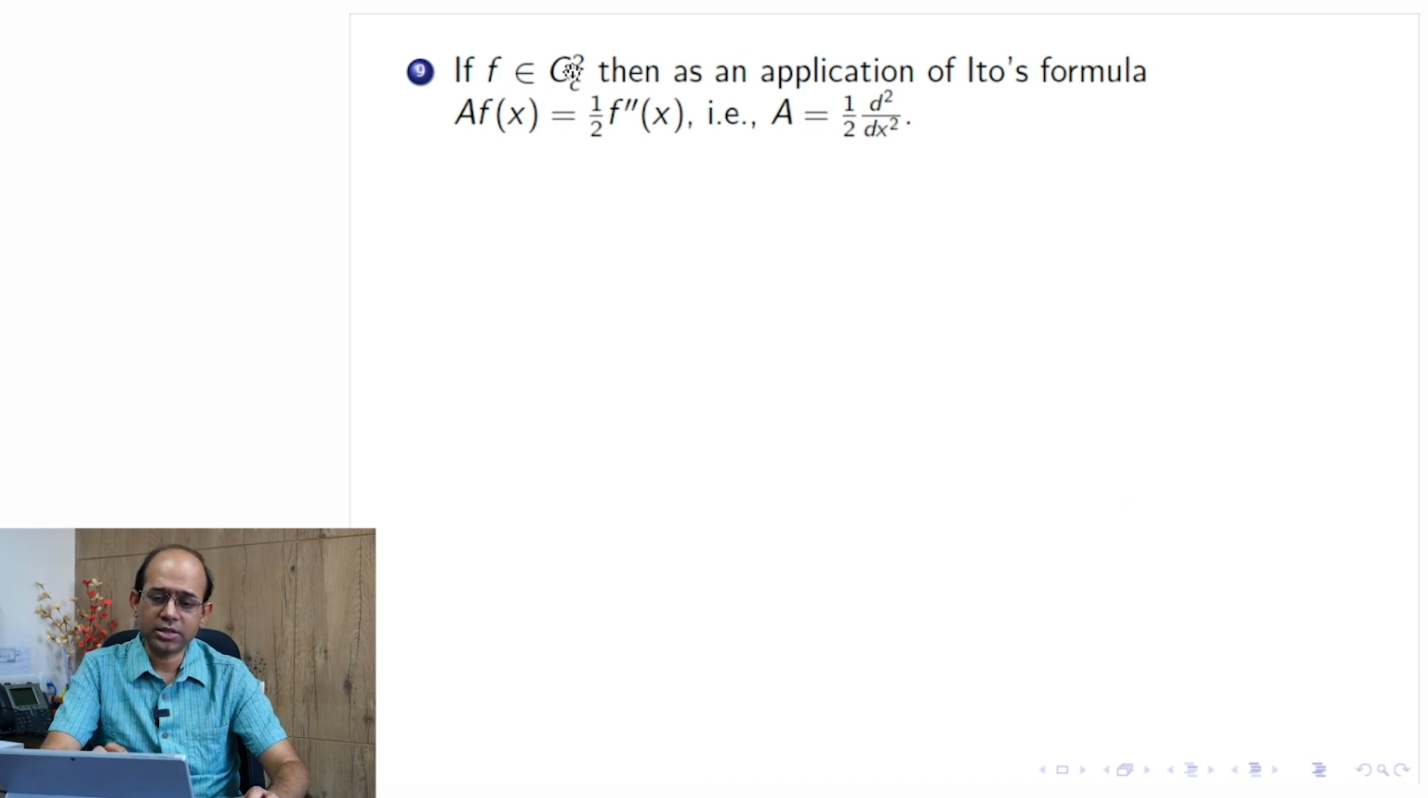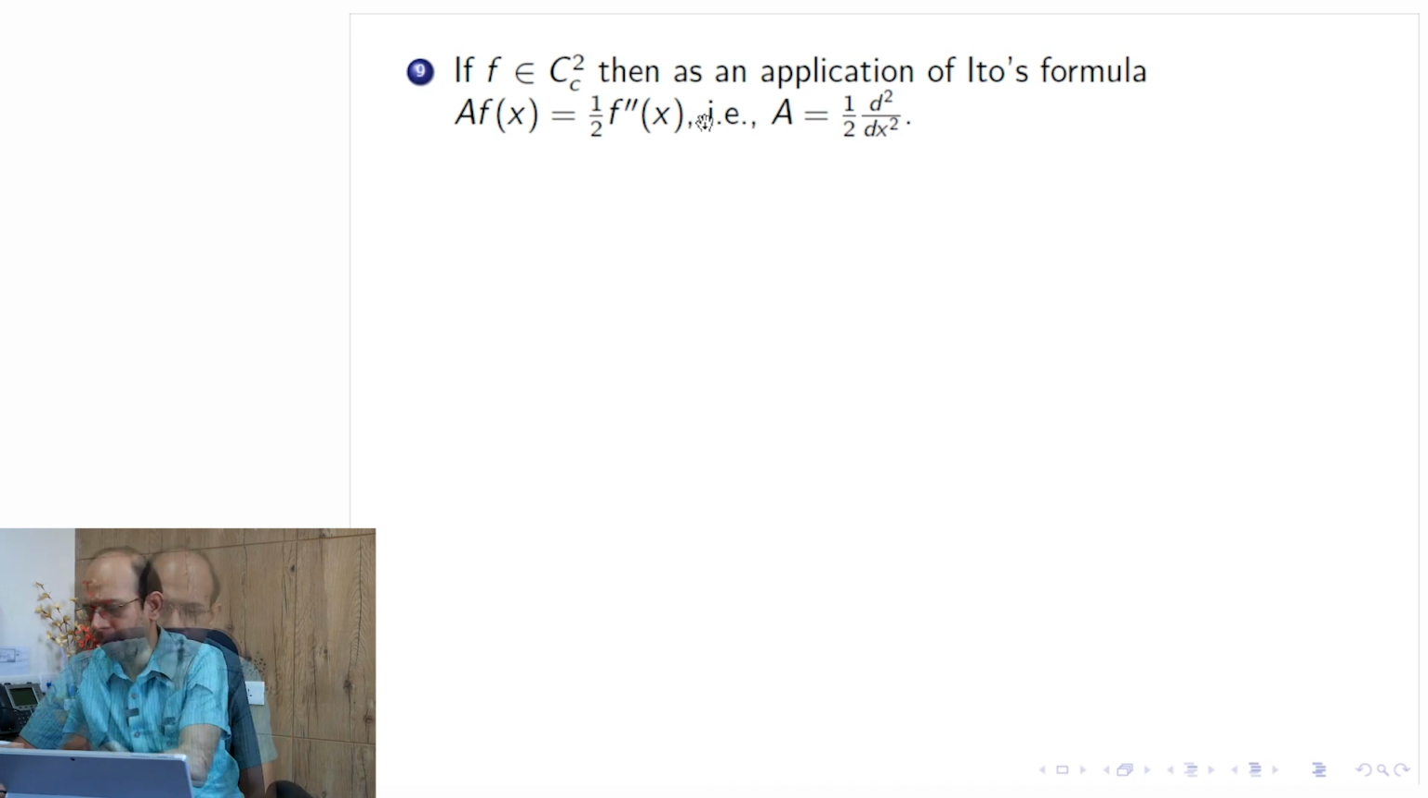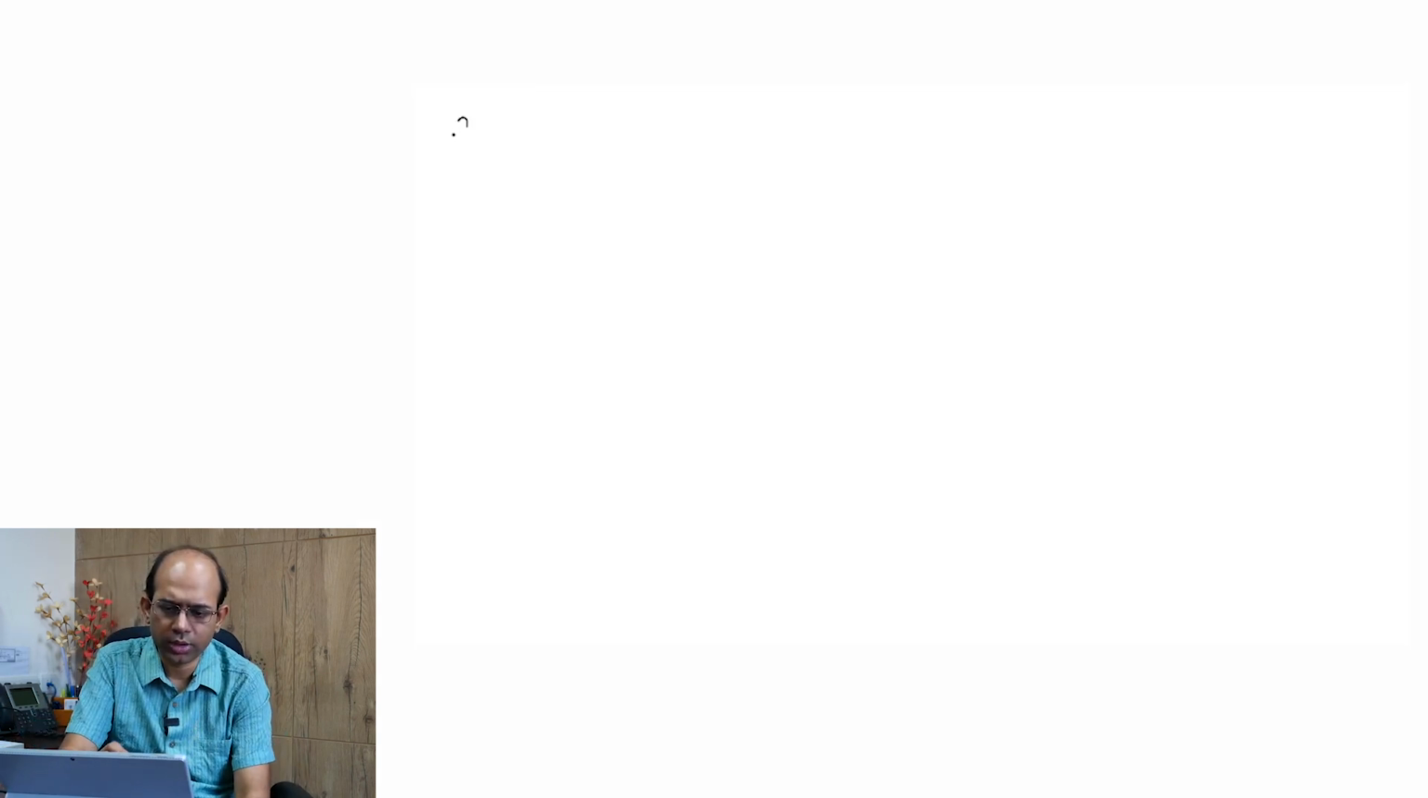If f is C², twice continuously differentiable with compact support, then as an application of Ito's formula, we can find out Af(x) is equal to half times f double prime x. Do you remember how to do that? So let us recall very quickly.